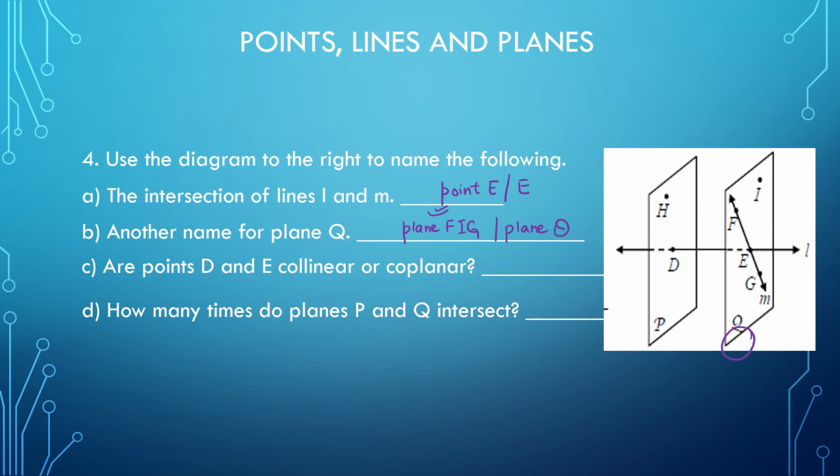Part C, are points D and E collinear or coplanar? So first let's go ahead and have a look at point D and E. This is point D and this is point E. I look at point D is on plane P, point E is on plane Q, so they're definitely not coplanar, so this is out of the question. Now let's look at them being on the same line. So let's go ahead and color that line. This is line L, and yeah, they are on the same line, so they are collinear.